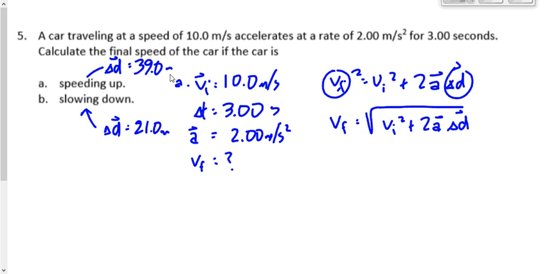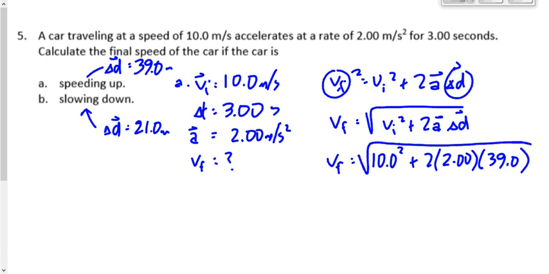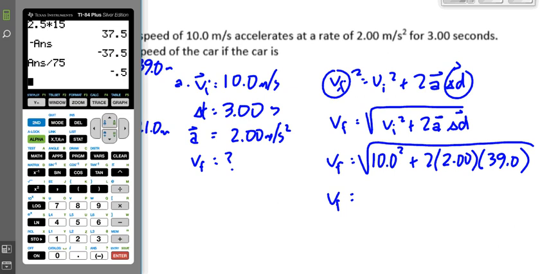All right, let's say VI is 10.0. Don't forget to square that. 2 times, what is it? 2.00 times the displacement of 39.0. And we got to square root that, right? So let's do that on our calculator. I told you guys yesterday, don't use brackets, unless you're really, really good with brackets. Let's just make sure that we can get an answer, and then down the road, I'll show you how to use brackets on your calculator. Let's go 10 squared.